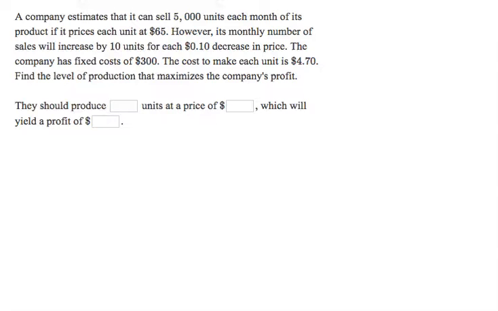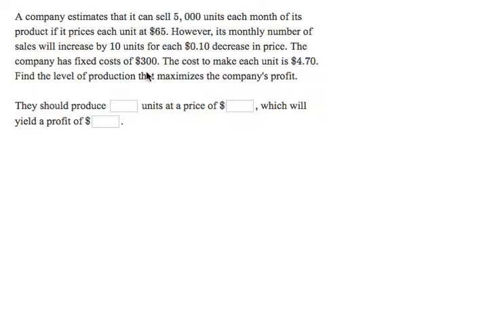In this problem, a company estimates that it can sell 5,000 units each month of its product if it prices each unit at $65. However, its monthly number of sales will increase by 10 units for each 10-cent decrease in price. So if they decrease the price, they'll sell more items.